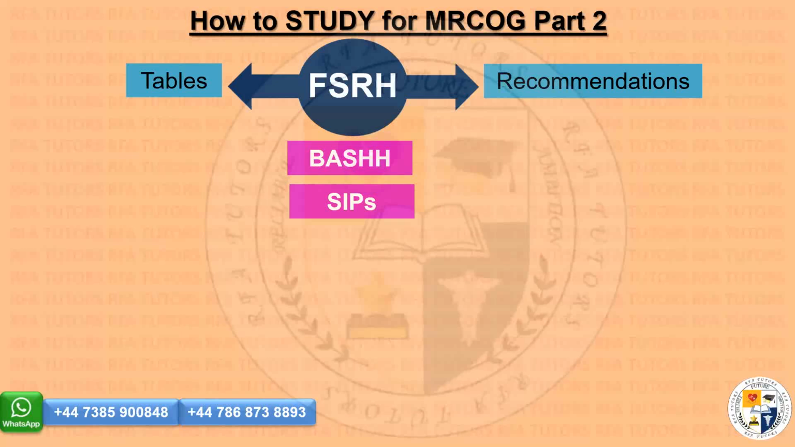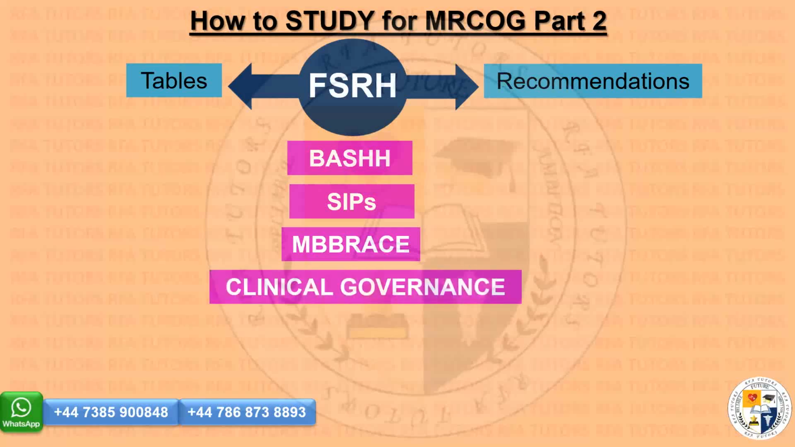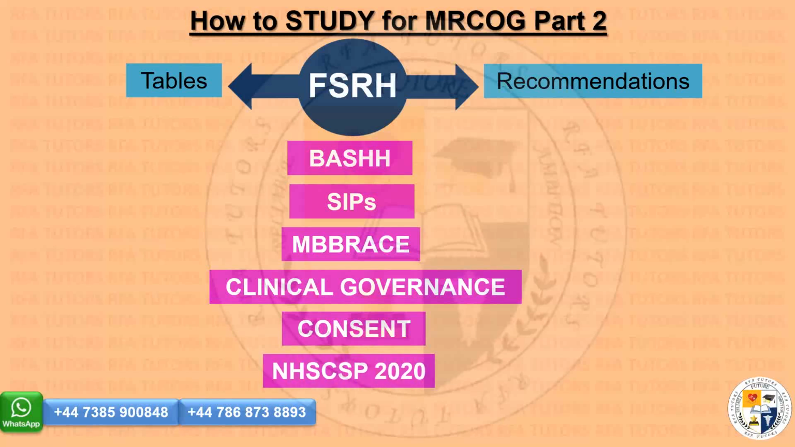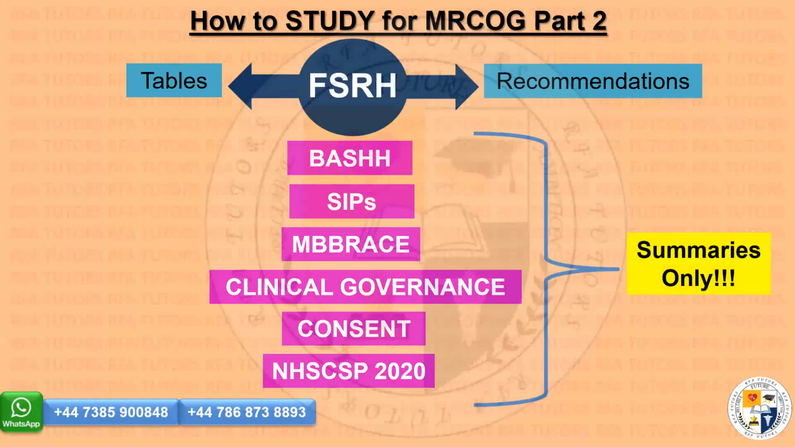All right. Then we have got the scientific impact papers. We've got the mother and baby reducing risk through audits and clinical governance. Consent advice is also there, and we've got NHS cervical screening program year 2020 we are following. For all these, the summaries are sufficient. For NHS cervical screening program, my algorithm would be sufficient. Clinical governance, 2 sessions already Safa has distributed for you guys, and all the details are there, so you don't need to worry about that.